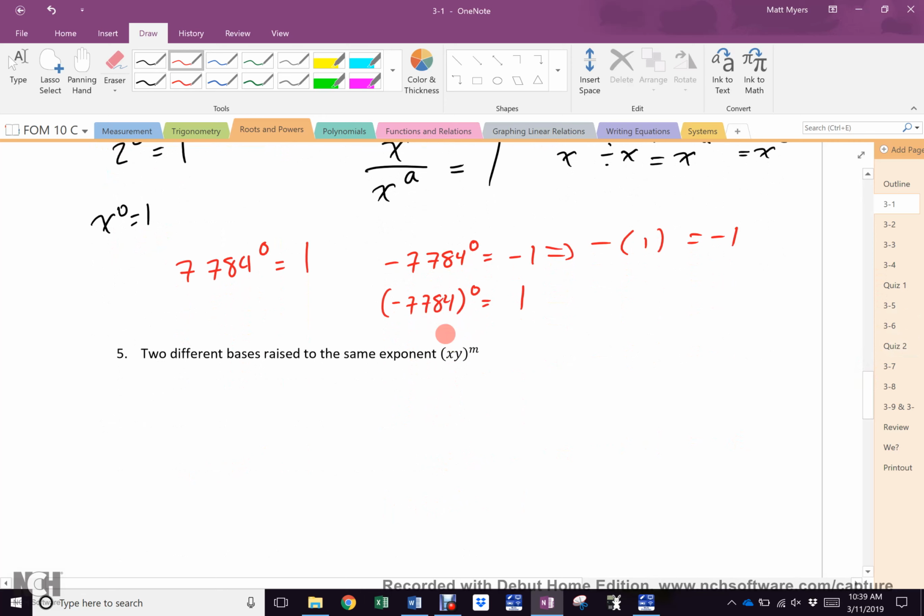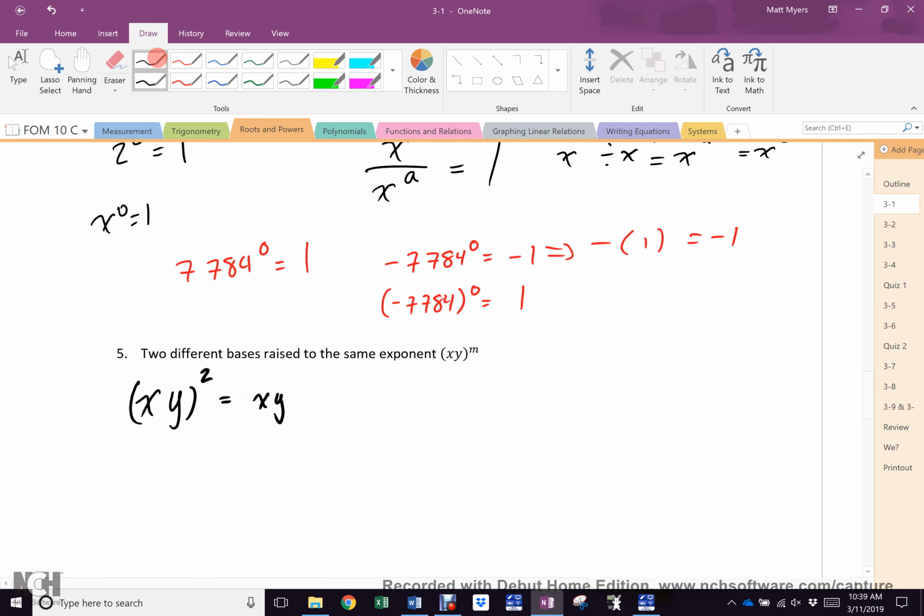This might be new. And this I can't show you with numbers. I have to use variables. (xy)^a. I know there's an m there, but I like using a's. What's the base here? xy. Everyone agrees? Okay. xy. I'm actually going to make that a 2.